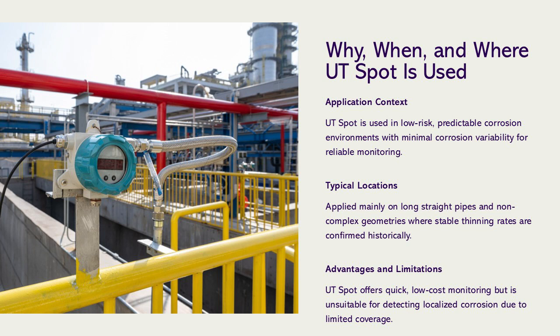However, spot UT is not suitable for localized corrosion detection due to its limited coverage. API 574 explicitly warns against relying solely on point readings in environments where corrosion morphology varies. Its primary advantage is speed and low cost, making it ideal for baseline or routine monitoring under stable conditions.